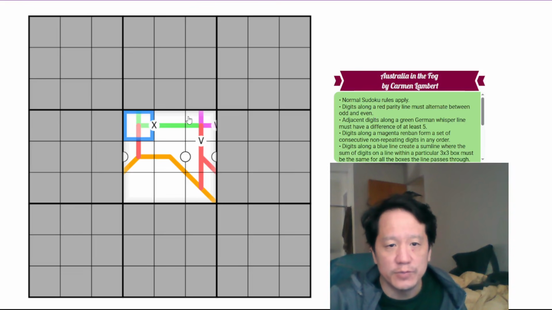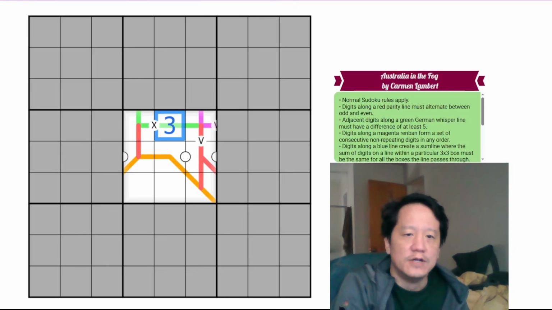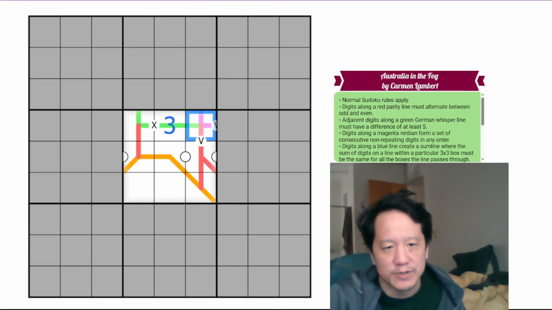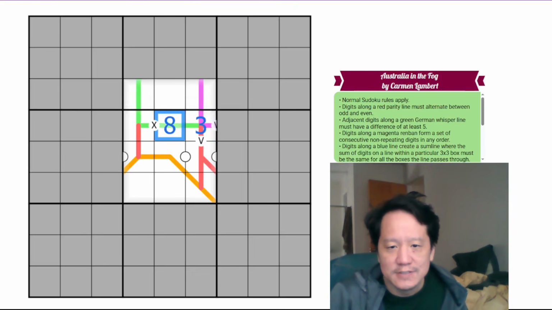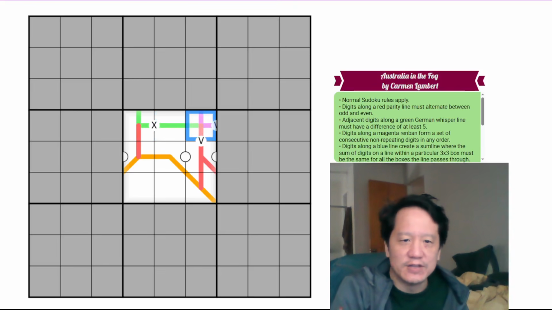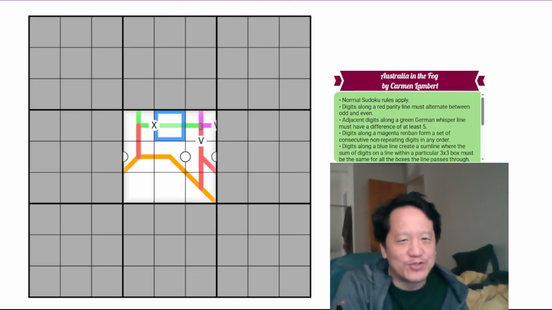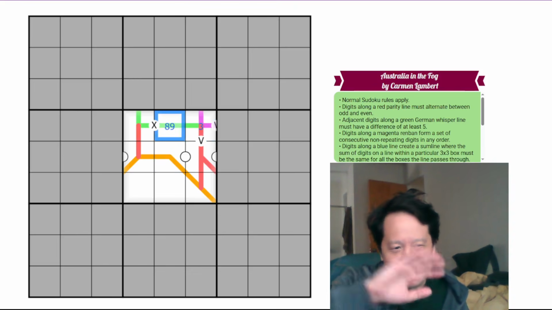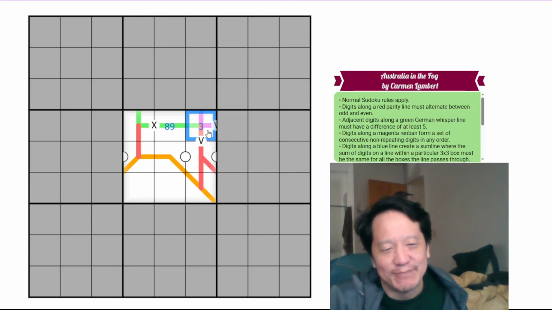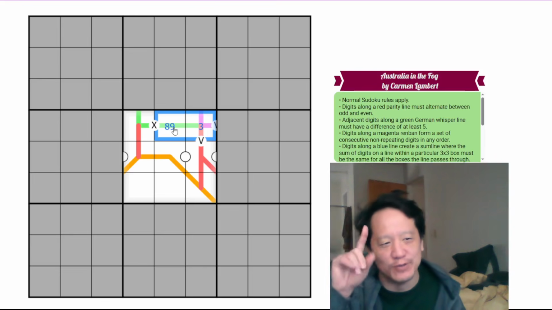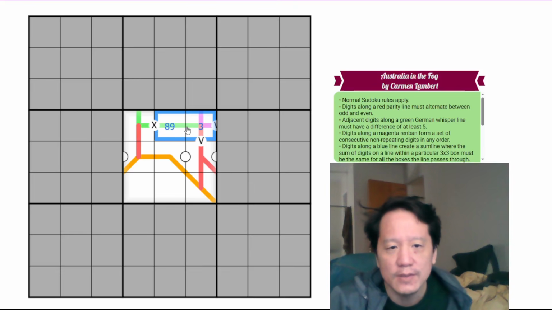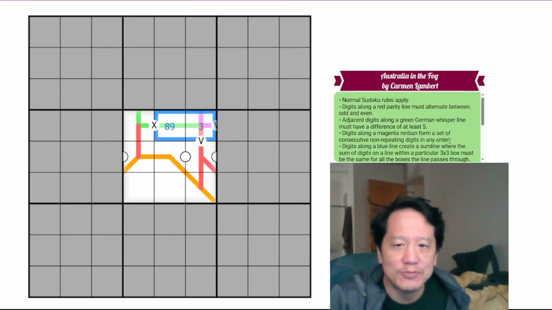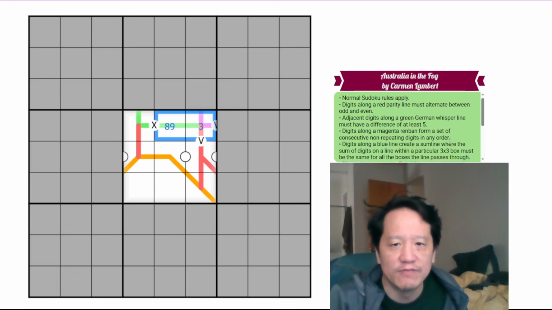So, for example, say we had a 3 here. Then this digit would have to be 8 or 9. Well, actually, let's make this a 3 here. If we had a 3 here, this would have to be 8 or 9. Oops, I forgot about that. This is fog of war. If we have a 3 here, this is 8 or 9 here. Ignore that. Because the only digits which are 5 or more away from 3 are specifically 8 or 9. And that's an example of how German whisper, whisper 5 lines work.